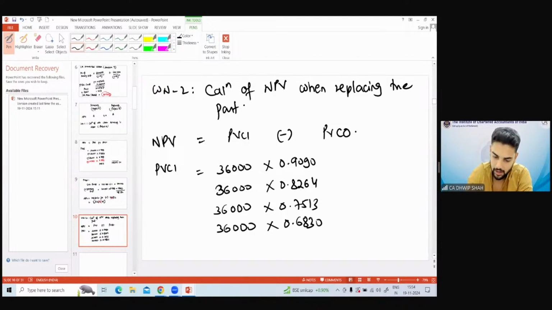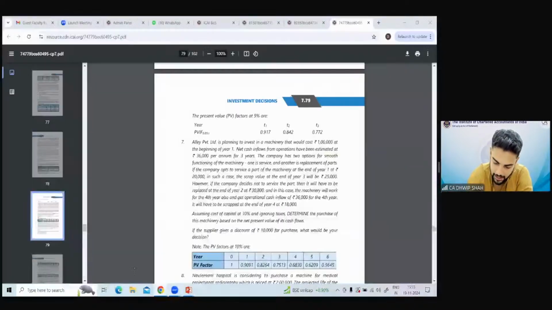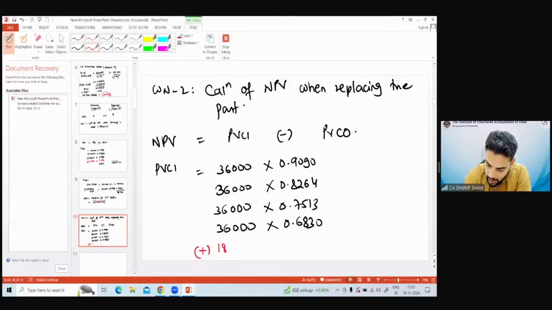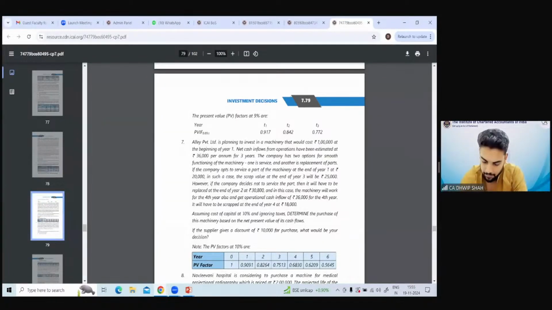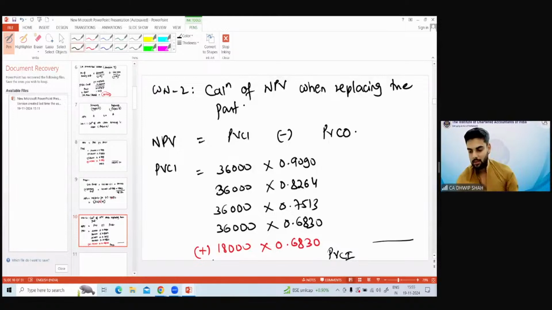And again, friends, don't forget to add scrap value at the end of the life. Scrap value in case of replacement is 18,000. Correct? So 18,000 into 0.6830. Please don't forget this. These are the areas where students make errors and mistakes. Tell me, my total PVCI is how much? How much is my total PVCI? Please calculate.